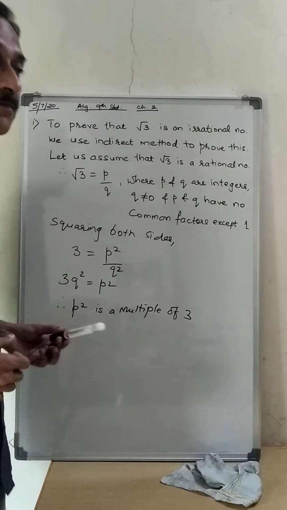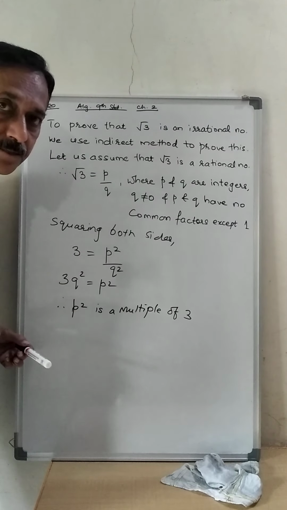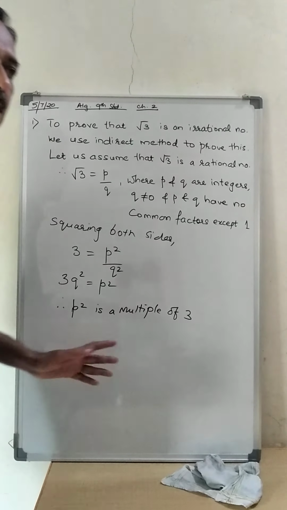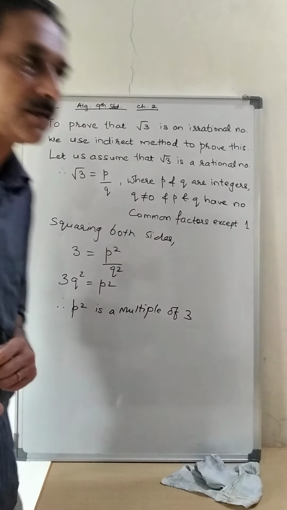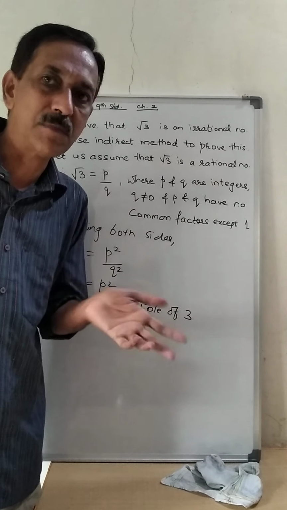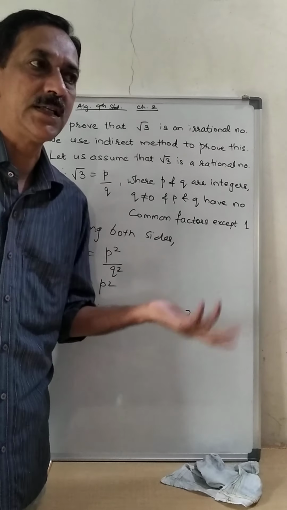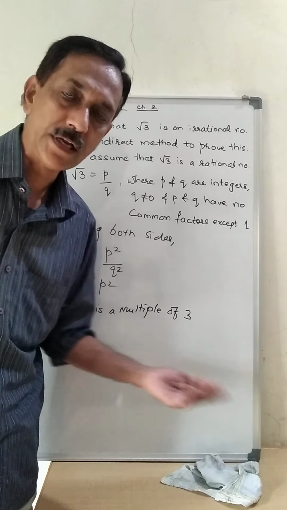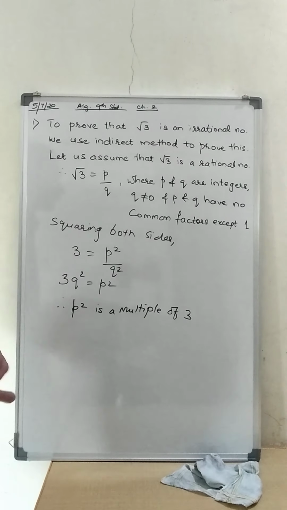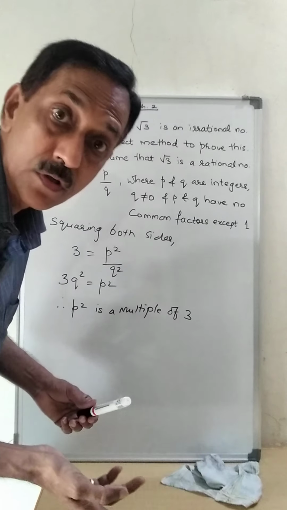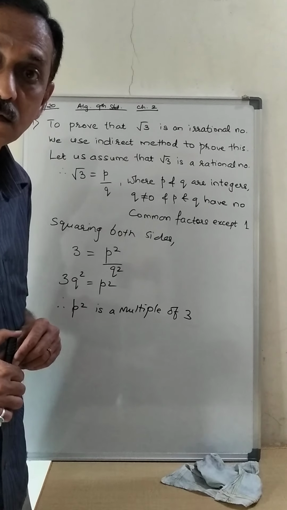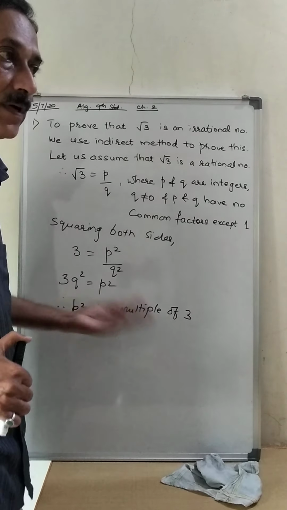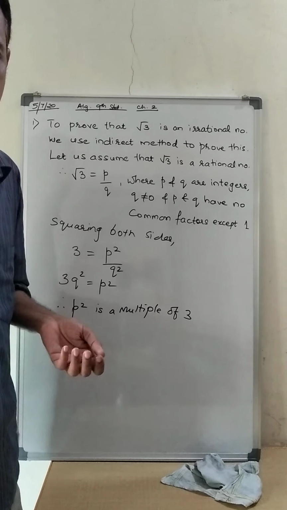If P square is a multiple of 3, then P is a multiple of 3. Okay? If a square is a multiple of 3, then the number is also a multiple of 3. For example, 9. 9 is a multiple of 3. 27. 27 is 3 into 9. So again 27 is a multiple of 3. So anything square multiplied by 3 is a multiple of 3, so the number is also a multiple of 3. Correct? P square is a multiple of 3, so P is also a multiple of 3.